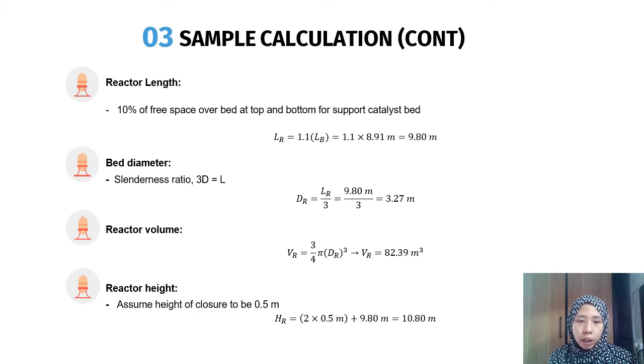For the height, we are going to assume that the height of the closure is around 0.5 meter. From that, we add it to the reactor length, and we get around 10.8 meters.